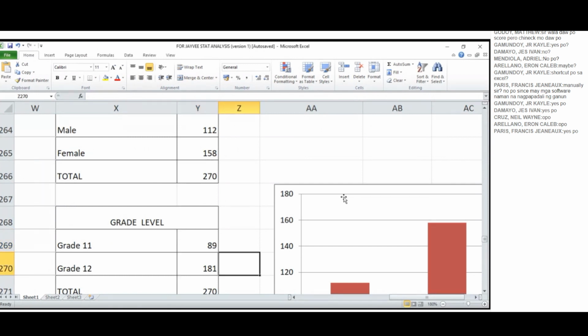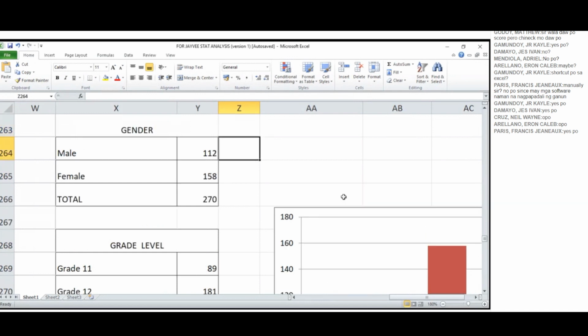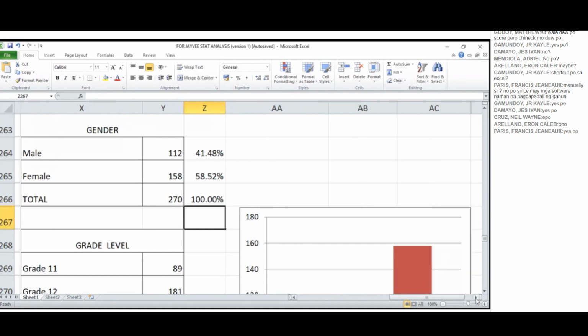grade 12. Of course, we have to use the percentage. Very easy lang naman yan. So, male divided by the total. And you just have to click on the percentage here. Then express it as percentage into decimal places. That's very easy. Convert again to percentage. And you just have to get the sum of that, which should be 100%. Okay?